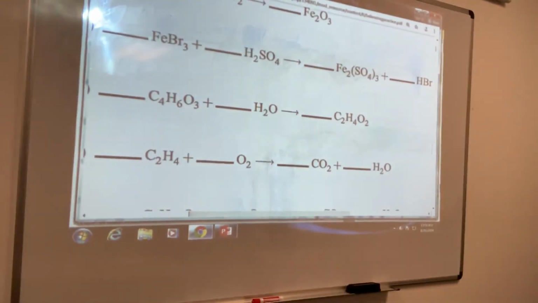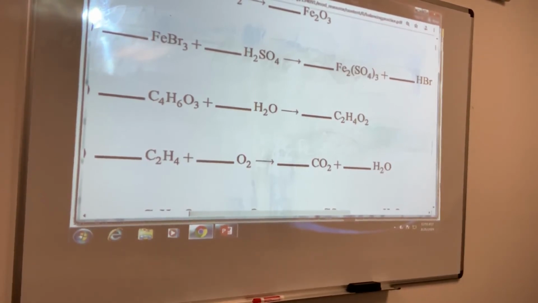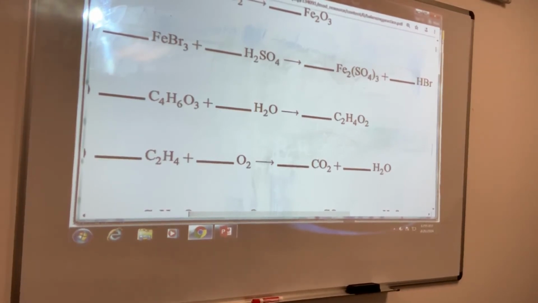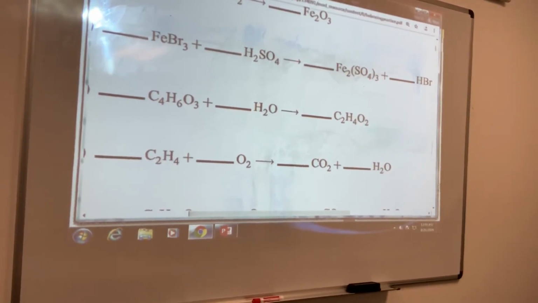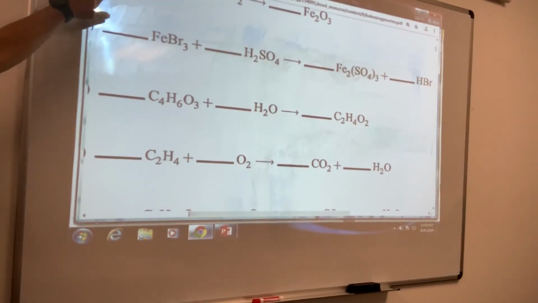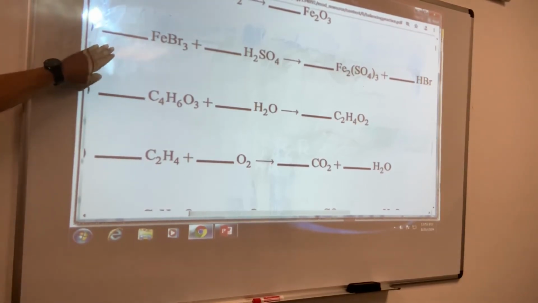C4H6O3 plus water produces C2H4O2. Oh god, it's a bunch of atoms. I want to say on a level of 1 to 10 of difficulty, this is a 7. The first one that we did, right? This one. What about this? That's 1. That's also, I want to say, a 2. That was easy. I want to say this is a 3.